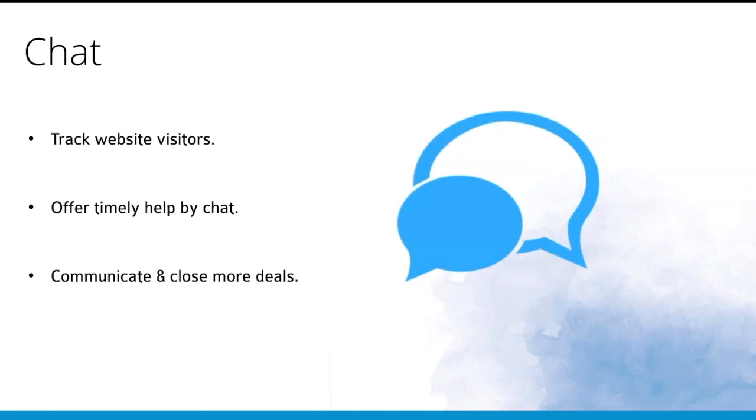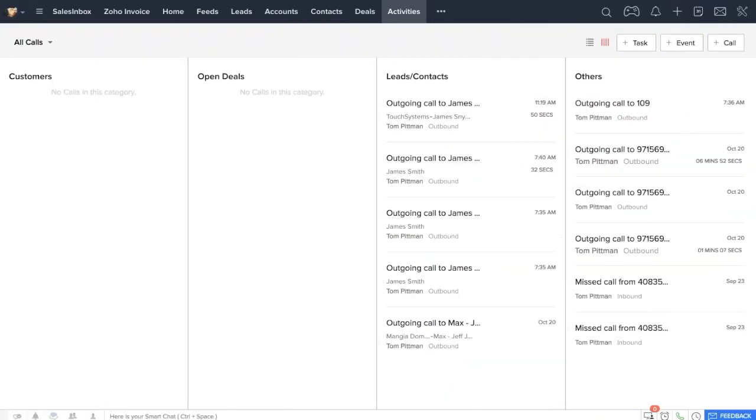So visitor tracking plays a vital role in showing you what your website visitors are up to and what pages they've been browsing, and so you can address their needs accordingly by chat. Also, you can access the previous conversations with a contact so that you are better armed to deal with the sales follow-ups. So let's take a quick demo of how the SalesIQ or the chat application within Zoho CRM works.